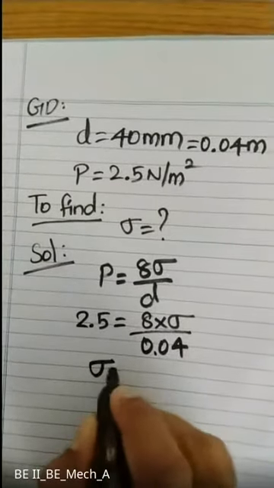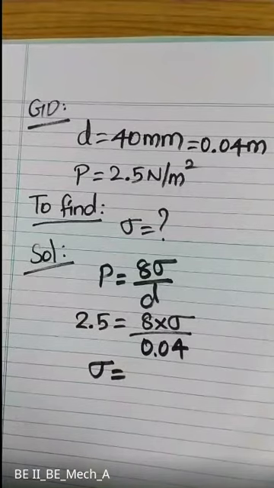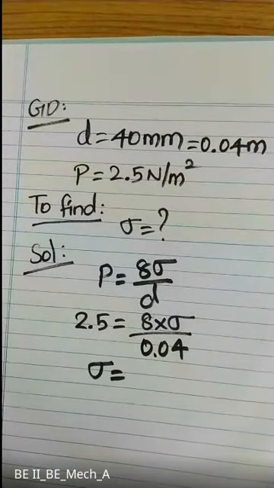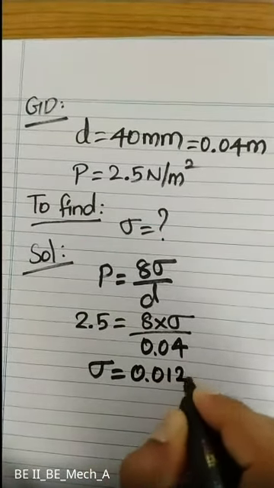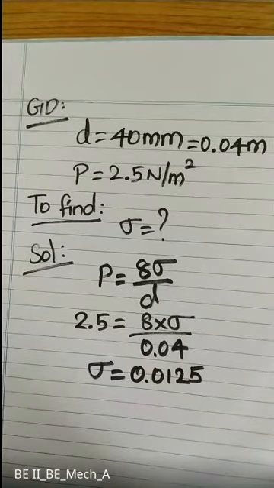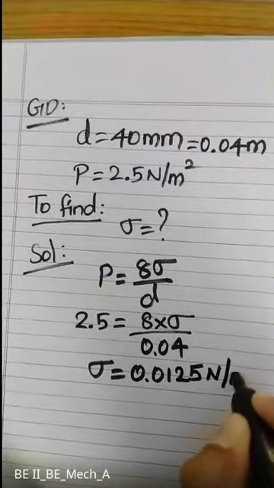So what is the value of sigma here? What's the value of sigma? 0.0125, sir. 0.0125. The unit is Newton per meter. Newton per meter. Yes.